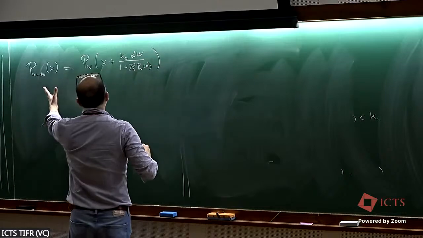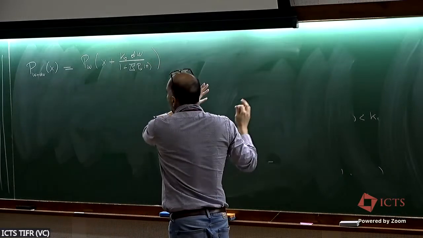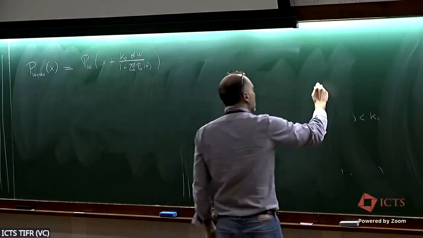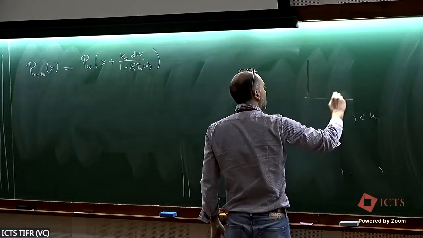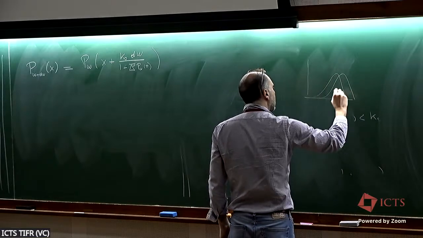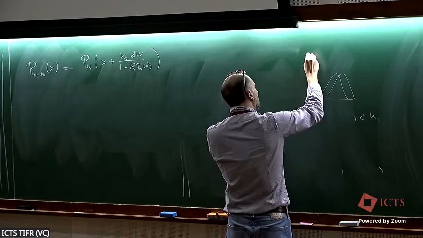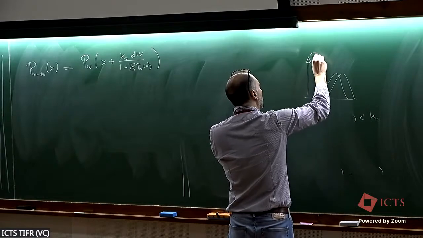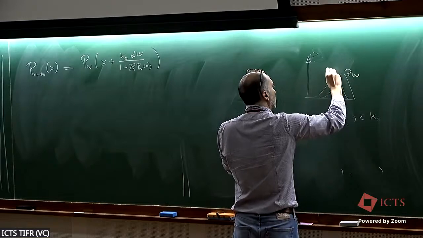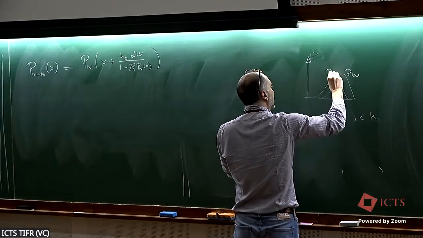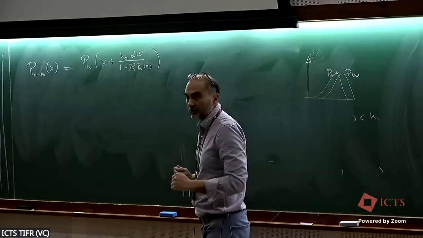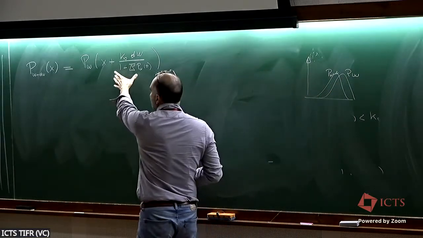So this is just the guys who were stable. What this means is that the distribution, this term, is just a translation to the origin. This is P of W, and this is P of W plus delta W. You shift everybody to the origin. This is what this term means.